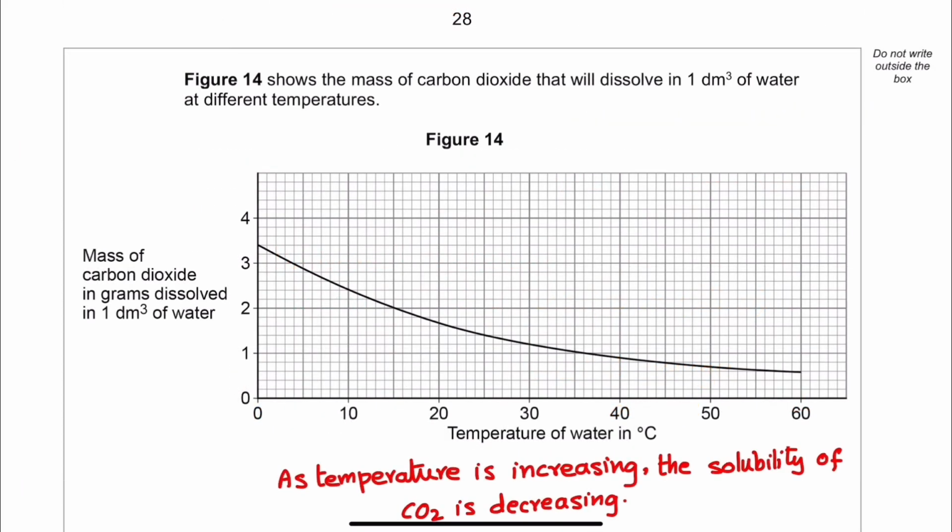Figure number 14 shows the mass of carbon dioxide that will dissolve in 1 dm cube of water at different temperatures. The mass of carbon dioxide in grams dissolved in 1 dm cube of water is along the y-axis, whereas the temperature of water is along the x-axis. We can see here as the temperature is increasing, the graph is going down. It means that solubility of carbon dioxide is decreasing.